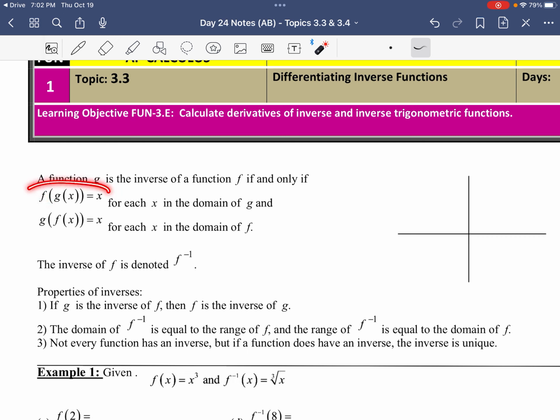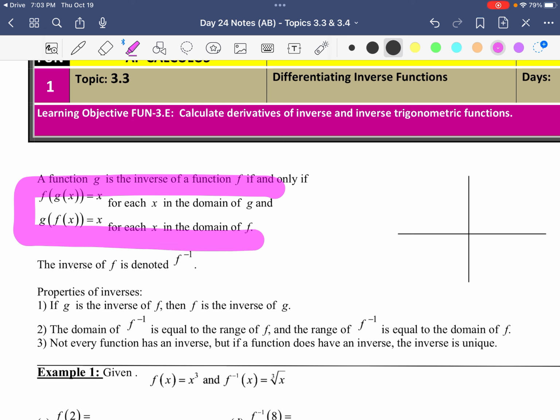It also has to work in the reverse order. If you do g of f of x, you should also end up back at x. And these two things are the equations that we use to prove that two functions are inverses of each other.